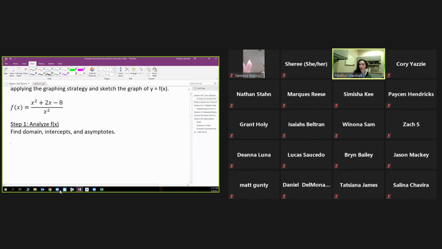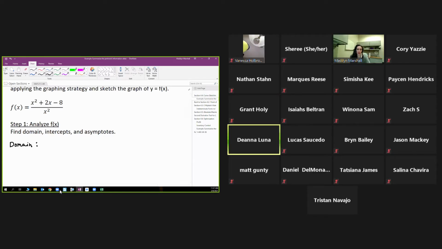So let's start with domain. What is the domain of this function? All real numbers. There's one number that doesn't work in the domain. So it's not quite all real. 0. 0, yes, exactly. 0 does not work in this function.